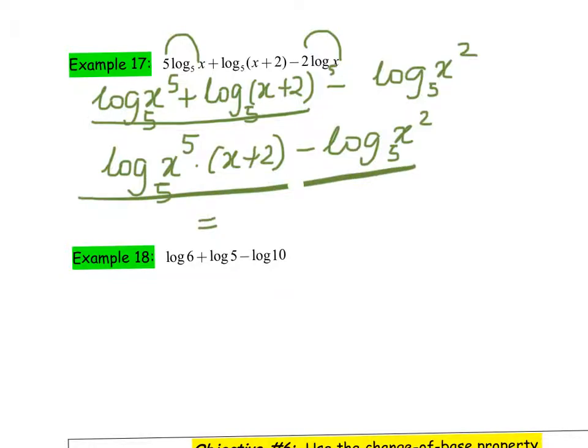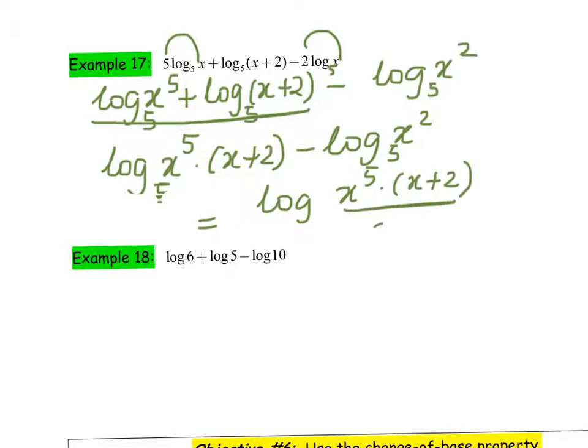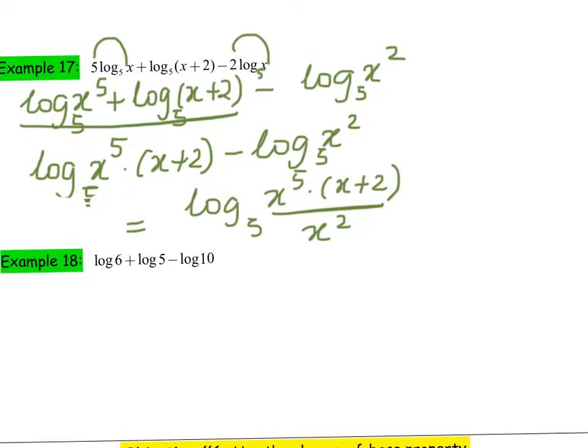So let me erase this one. That's too big. So log of x to the 5 times (x plus 2) over x squared base 5. Can I simplify this? I guess I can. x to the 5 and x squared cancel each other. I'll be left with log of x cubed times (x plus 2) base 5.